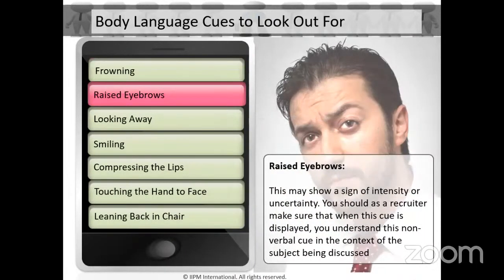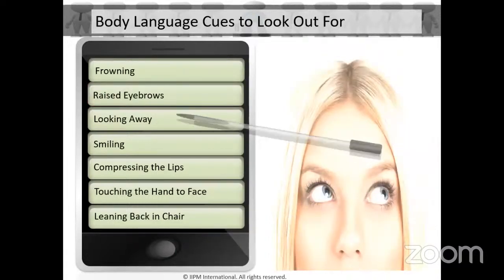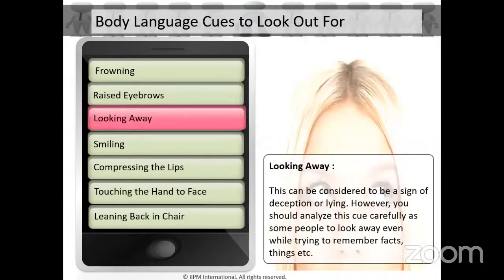Raised eyebrows. This may show a sign of intensity or uncertainty. You should, as a recruiter, make sure that when this cue is displayed, you understand this nonverbal cue in the context of the subject being discussed. Sometimes the person is not sure of the question you asked, and is raising an eyebrow to understand. Some other times they are feeling pressured, so that shows a sign of intensity. So it could mean different things. Understand what it is.